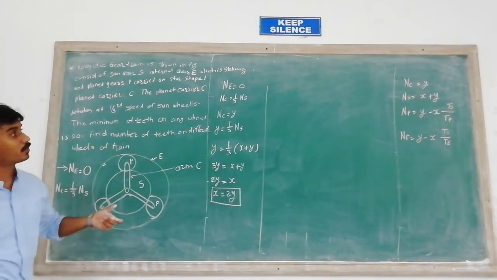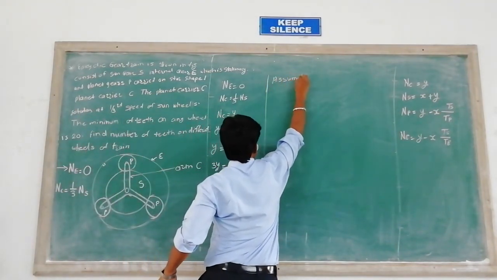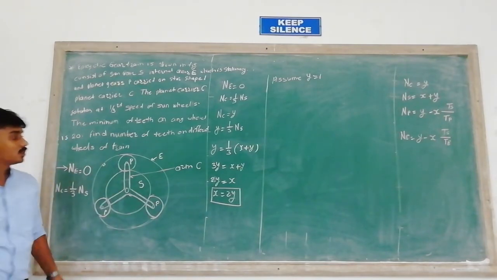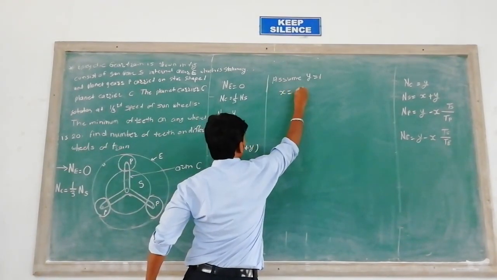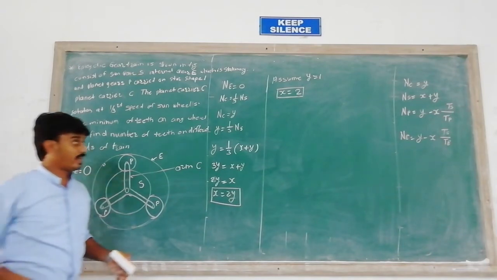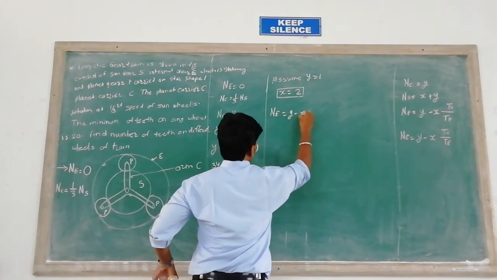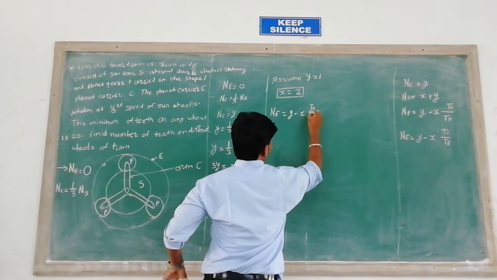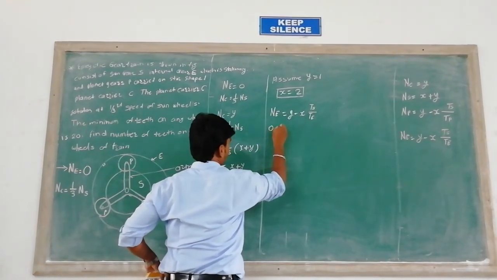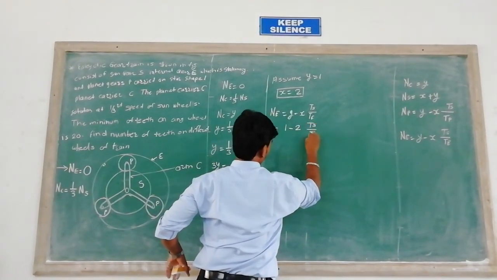Here y represents the number of revolutions performed by the arm C. Now assume y is equal to 1. When y is equal to 1, x is equal to 2. Now Ne is equal to y minus x into TS divided by TE, and this Ne is equal to 0. Therefore Ne is equal to 0, the value of y is equal to 1, x is equal to 2 into TS divided by TE.